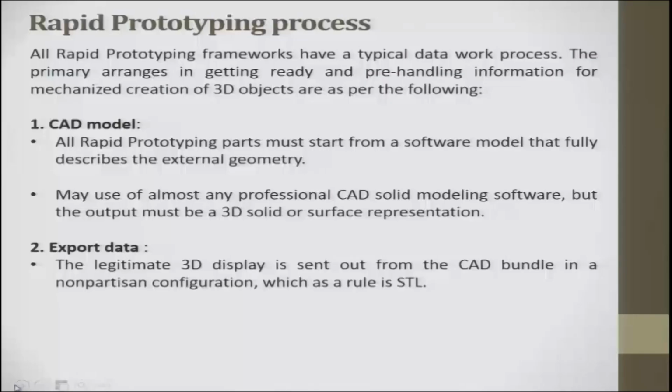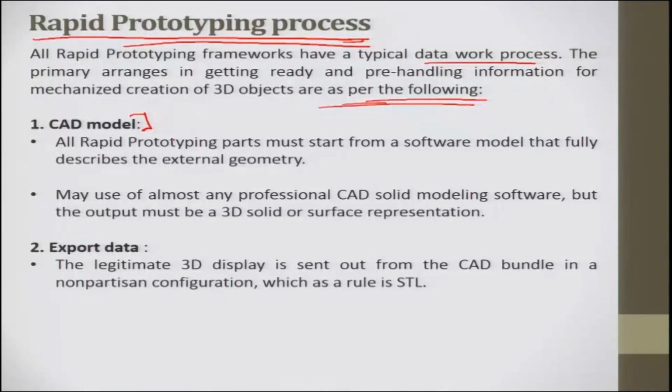And next is the general process for rapid prototyping. All rapid prototyping frameworks have a typical data workflow. The primary stage is preparing and pre-processing data for automated production of 3D objects according to the following steps. So first is having a CAD model. All rapid prototyping parts must start from a software model that fully describes the entire geometry. This software can be any CAD software.